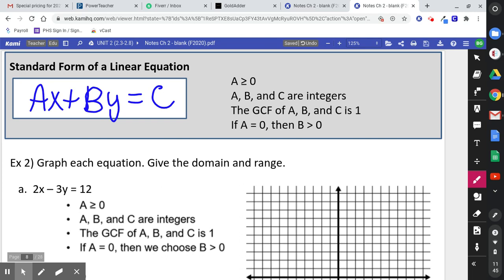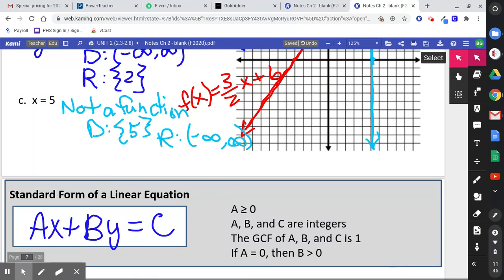Yes, question? I'm sorry, what? What was the domain and range for the last one we just did? Okay, we can go back. The domain of the last one was 5, and the range was negative infinity to positive infinity.